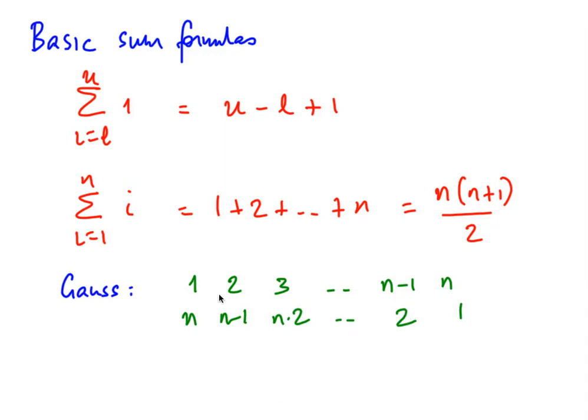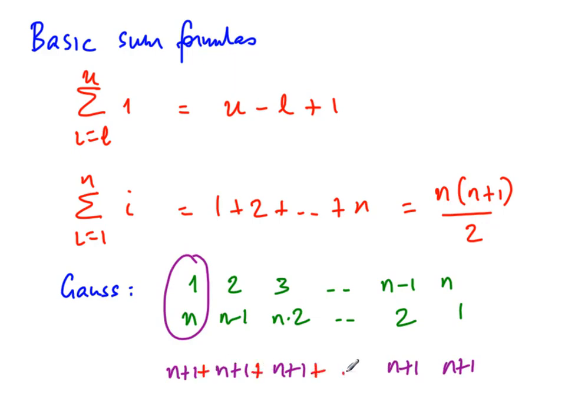And now Gauss said, let's add the sum column-wise. So n plus 1 is n plus 1, of course. N minus 1 plus 2 is again n plus 1. So each of these columns adds up to n plus 1. How many columns are there? Well, there are n columns. So if I add up across all the columns, then what I have is n columns times n plus 1. Right? So this is the total summation.